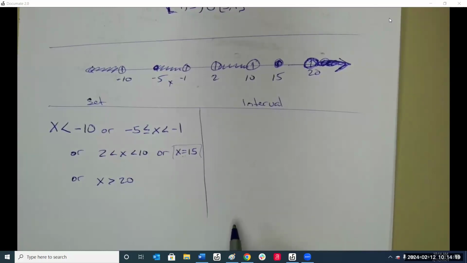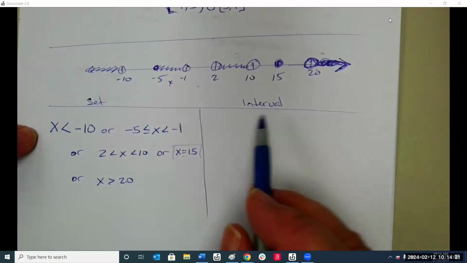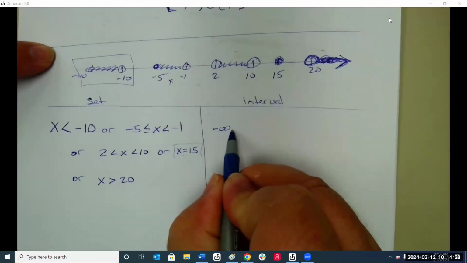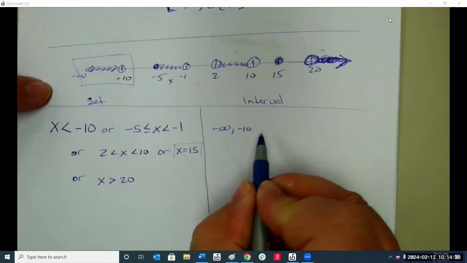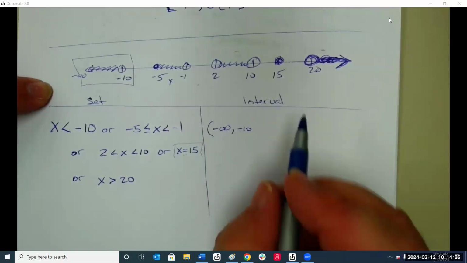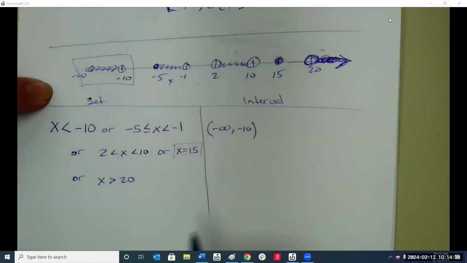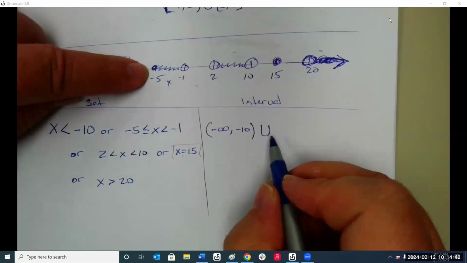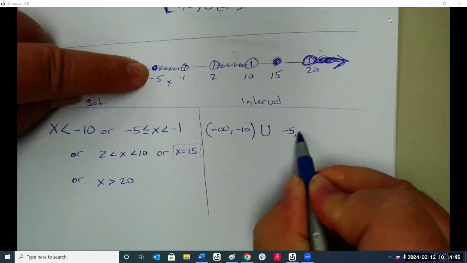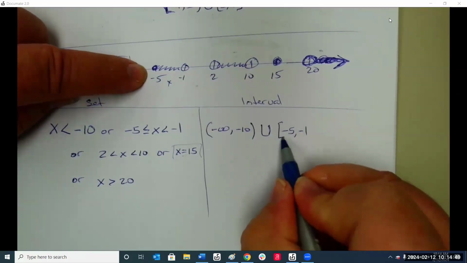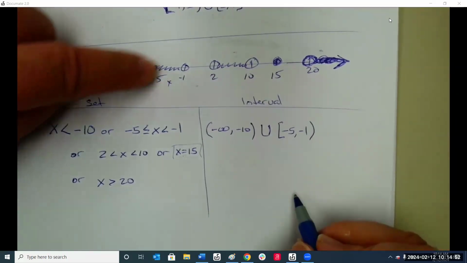Now, intervals. So this first interval goes from -infinity to -10. Is 10 a bracket or parenthesis? Parenthesis. Let's open. What symbol? Now here, I go from -5 to -1. It's a bracket because it's included, parenthesis.